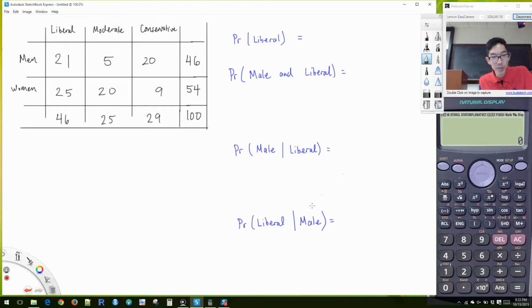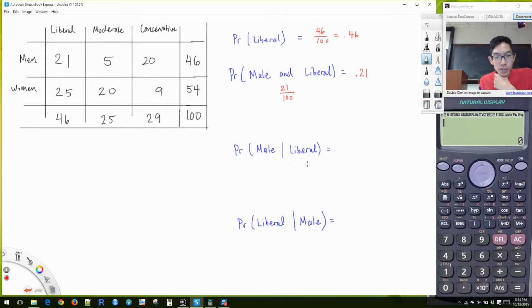Coincidentally, these numbers end up being the same, but we should probably check this out. Okay, so what is the probability that someone is liberal? We're going to have 46 out of 100, 0.46. Okay, what's the probability that someone is male and liberal? So this is going to be 0.21. This is 21 out of 100, male and liberal. We're picking someone at random. What's the probability that a person we select at random is a liberal man? 21 out of 100.